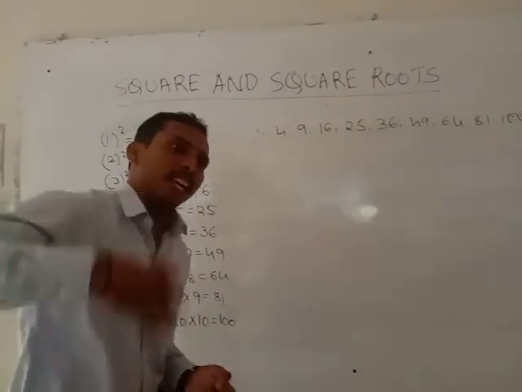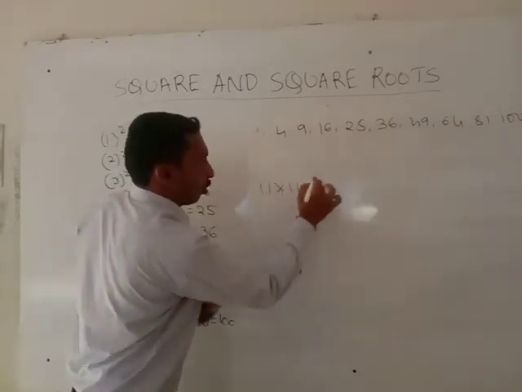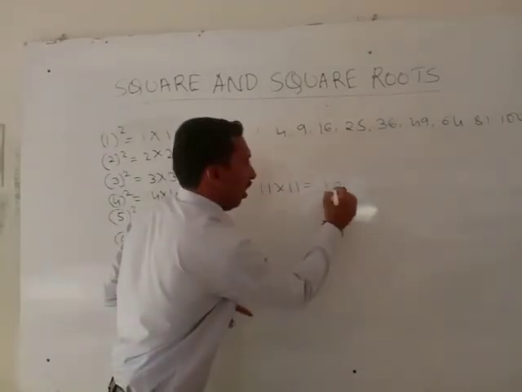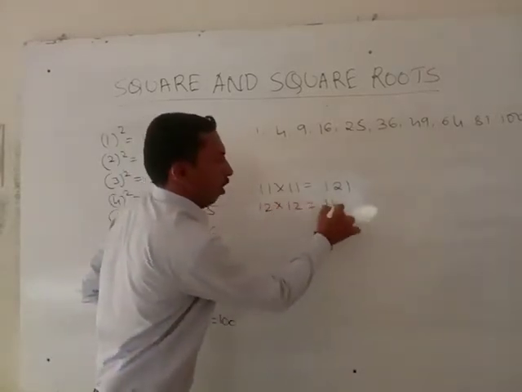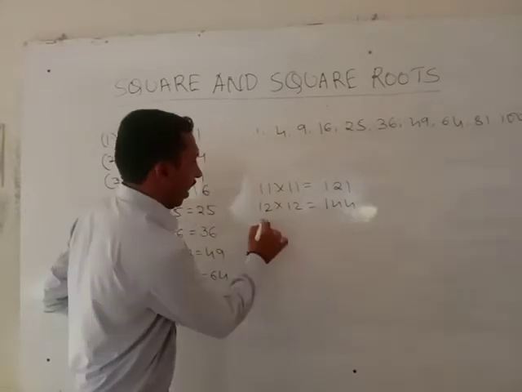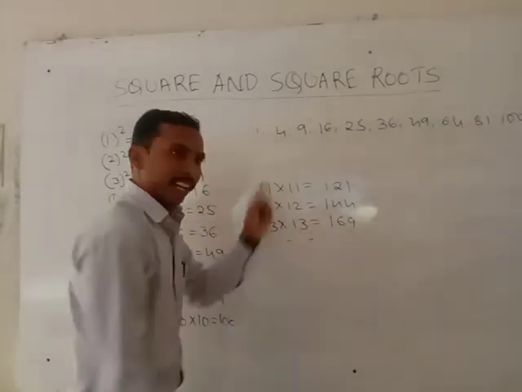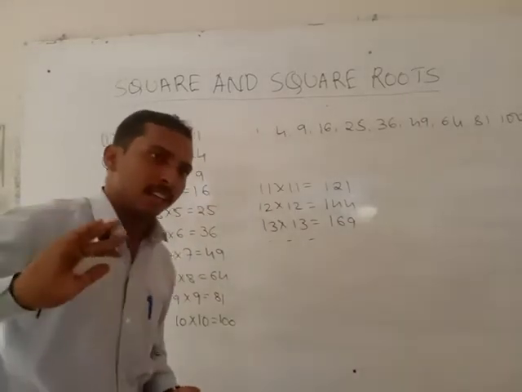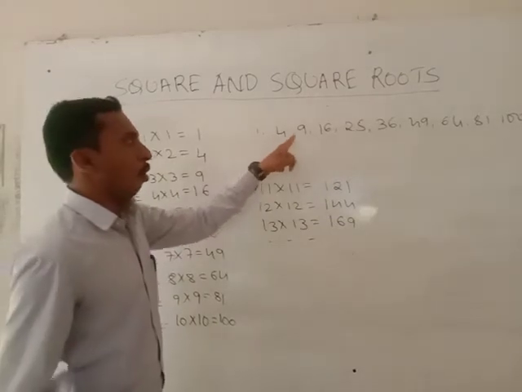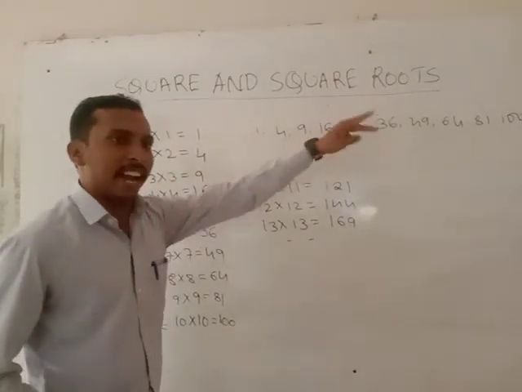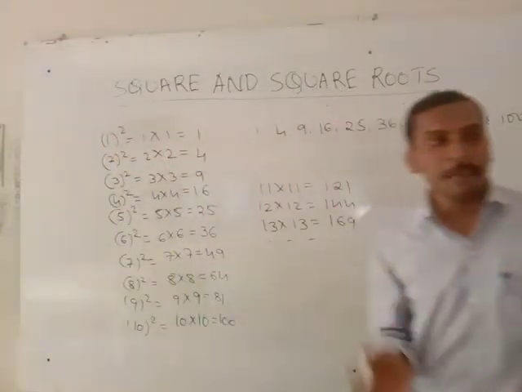Then you can take more than 100 also, like 11 11s. As you know, 11 11s is 121. If you take 12 12s, that is 144. Again you can take 13 13s, which is 169, and so on. You can continue like that up to infinity. Understood? So here 1, 4, 9, 16, 25 like that, all these numbers are called square numbers.